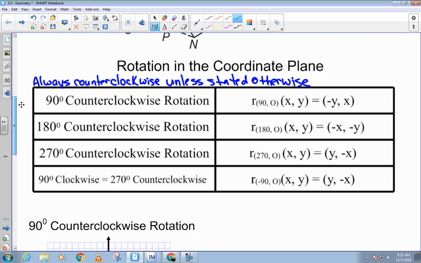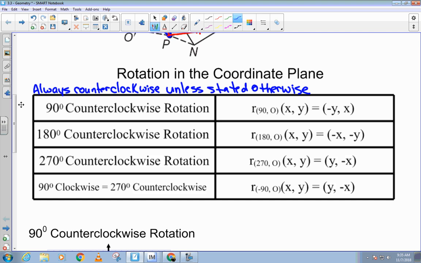Okay. On the 90 counterclockwise, you change the Y and they exchange places. On the 270, you change the X and they change places. But on the 180, they just change signs. See, the X is now plus negative x. Okay? Alright?